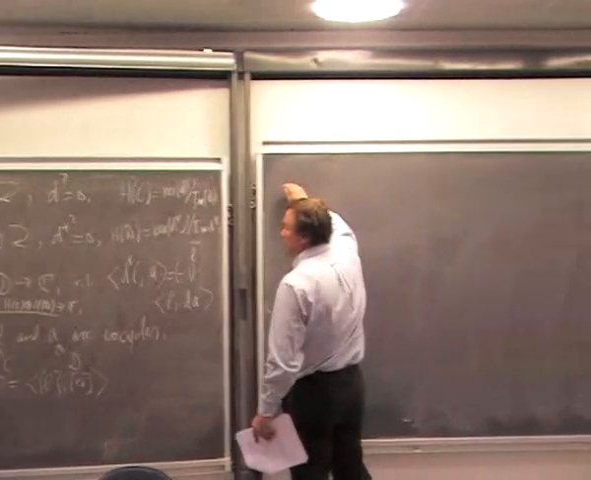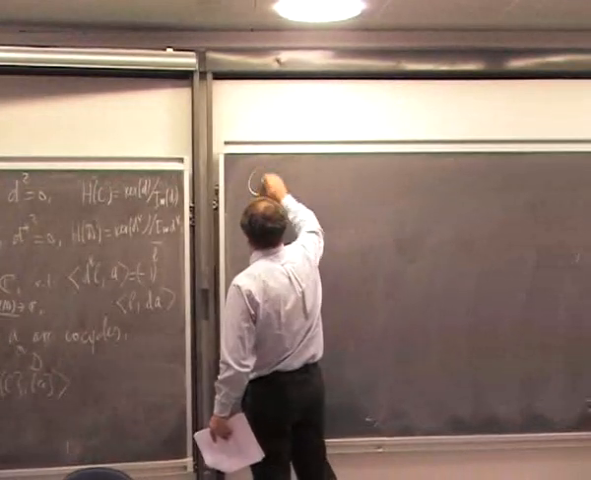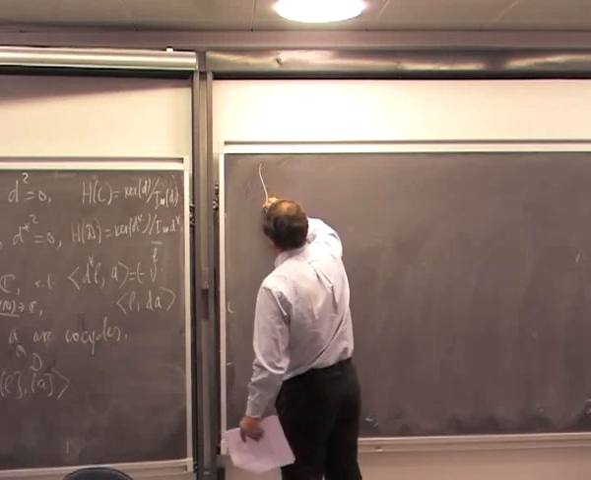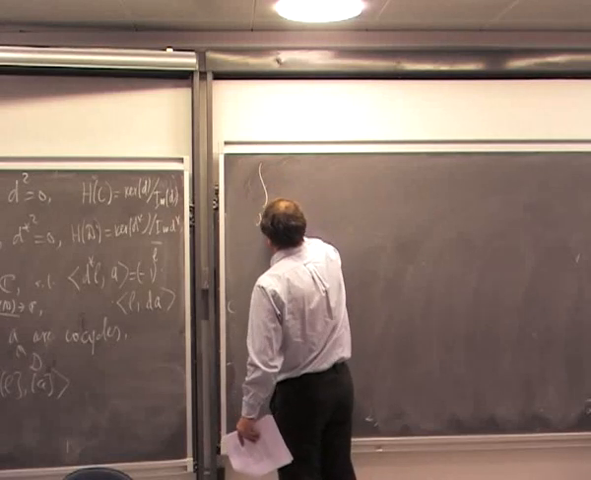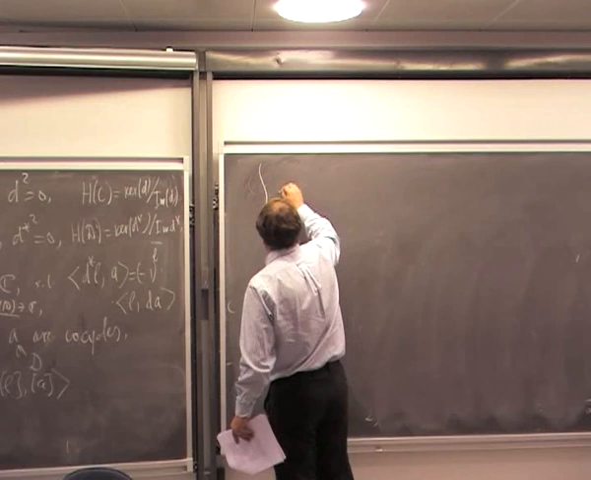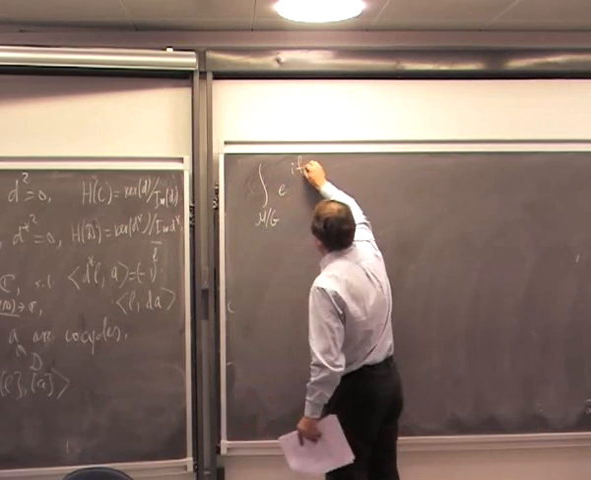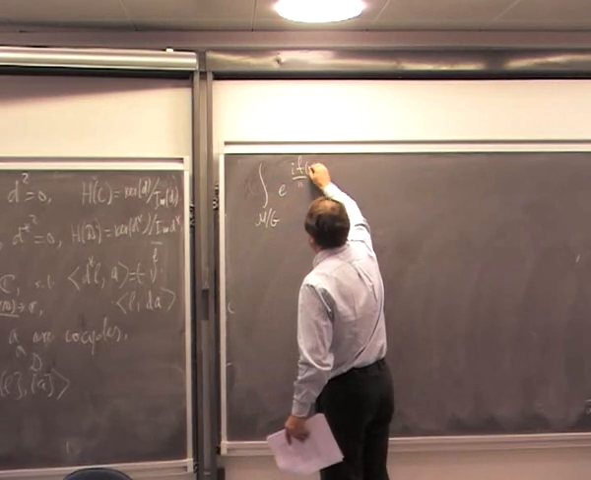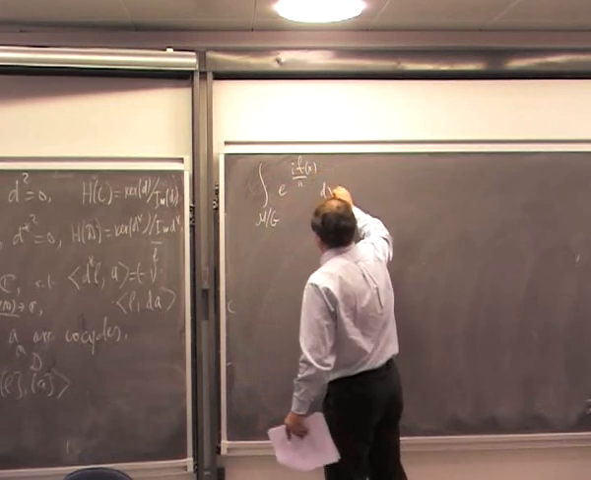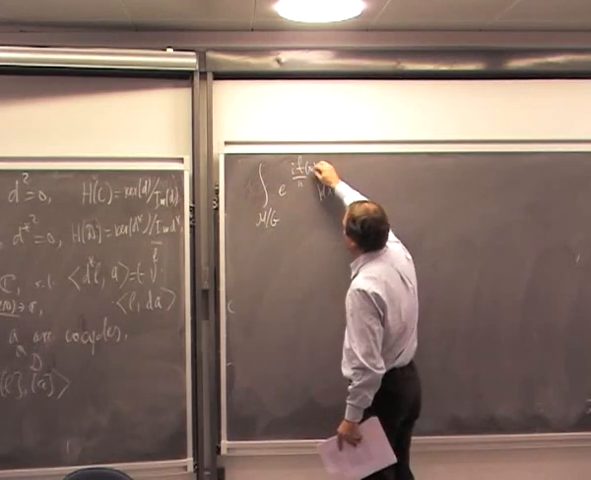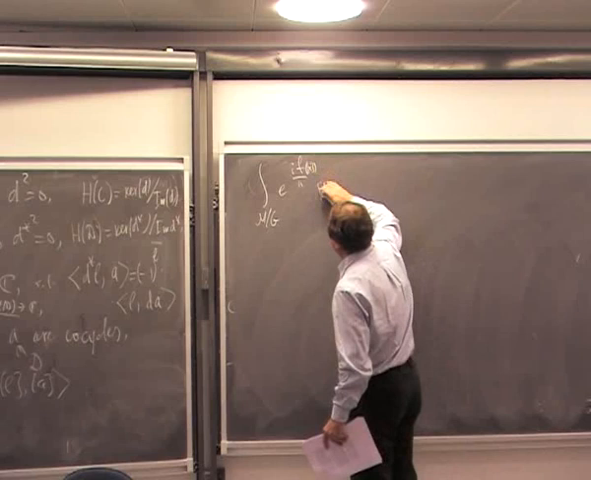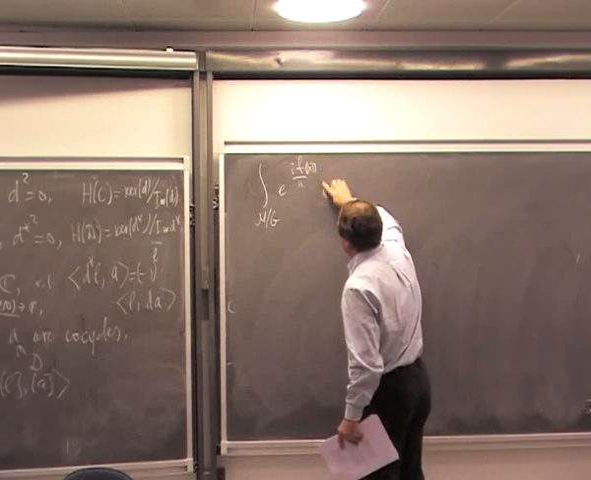So now, what we want to do is compute the integral over M mod G of e to the i f over h dx. So integration over the space of orbits.